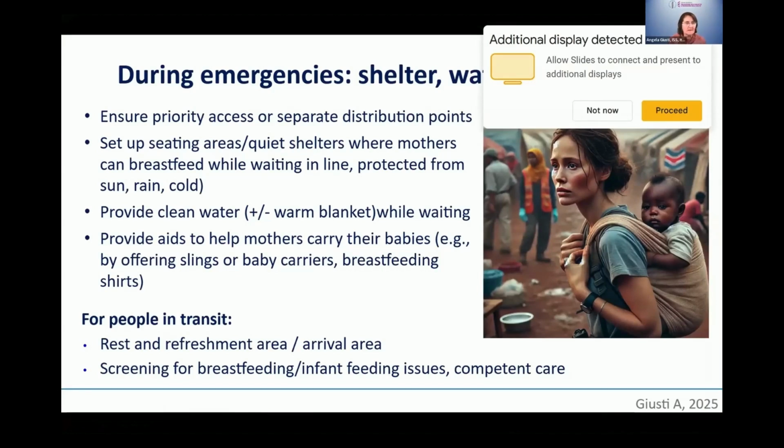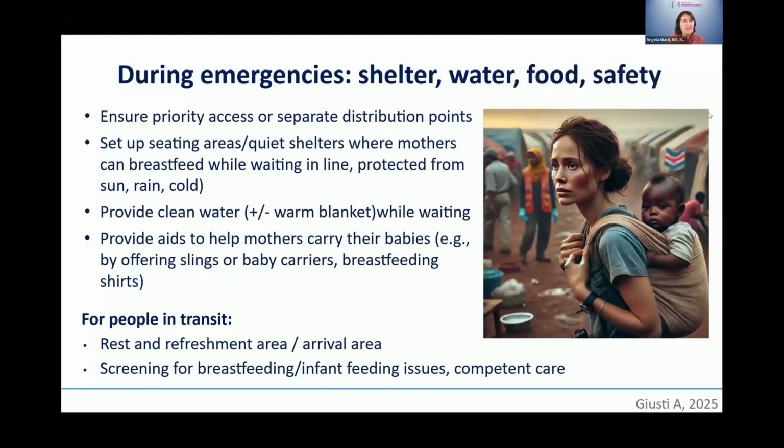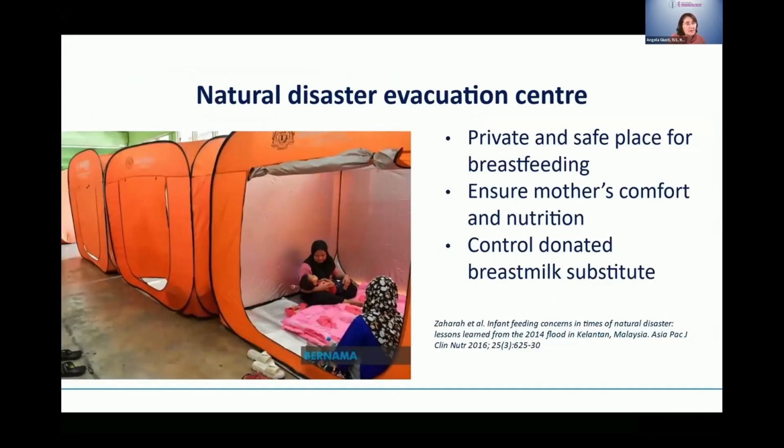There are some slides missing, but it's not a problem. So my reflection is how important it is to protect, promote, and support breastfeeding. All the presentations before me already said this, so I will not be long. This slide shows what is important during emergencies, but also in low-resource settings: shelter, water, food safety. Next slide, please. And also secure places where women can breastfeed in a private setting.